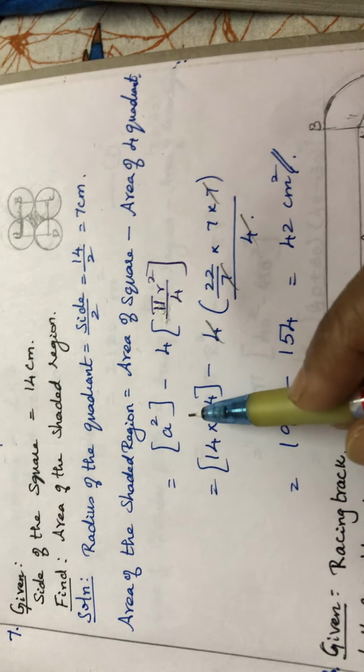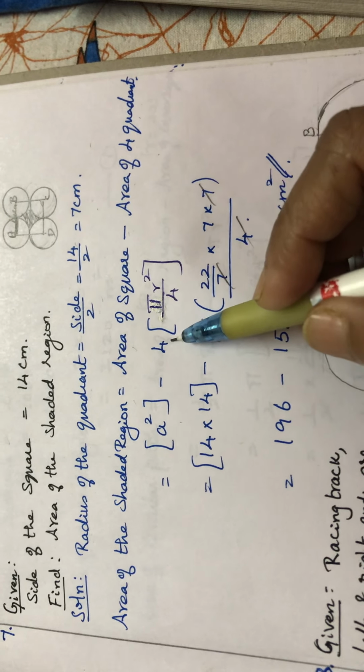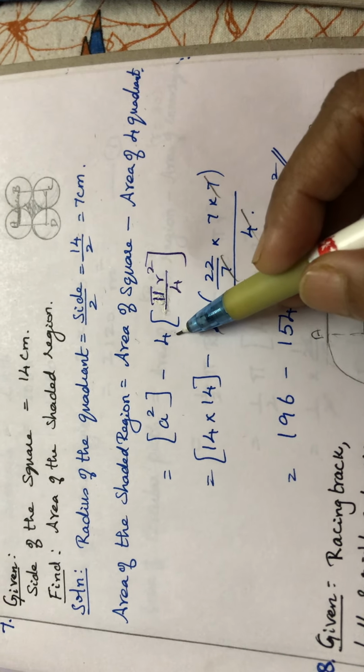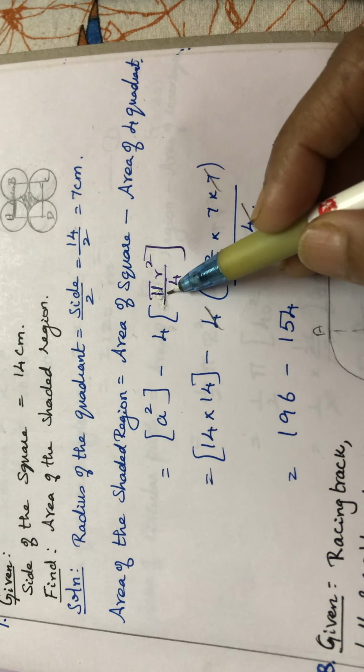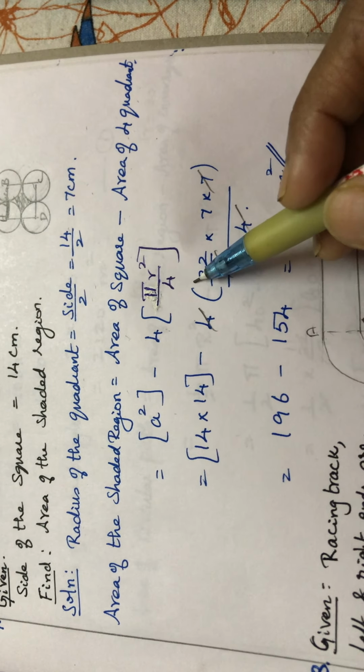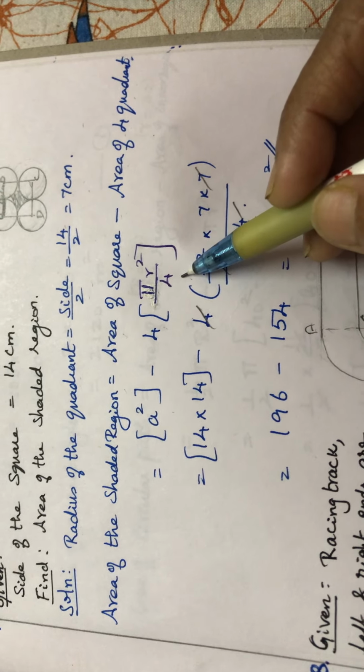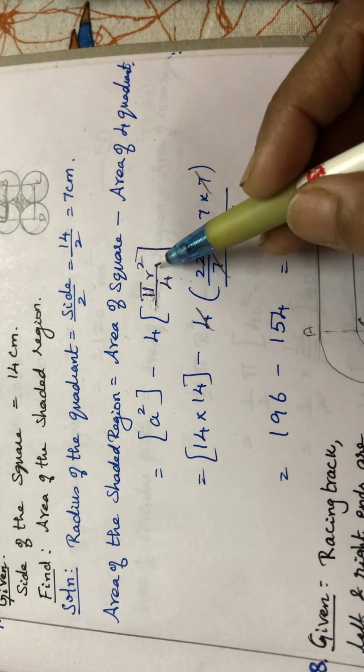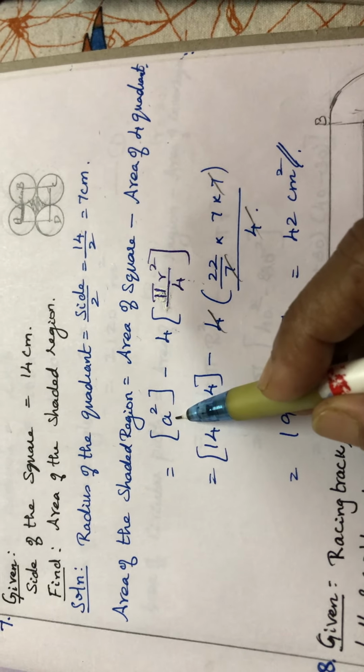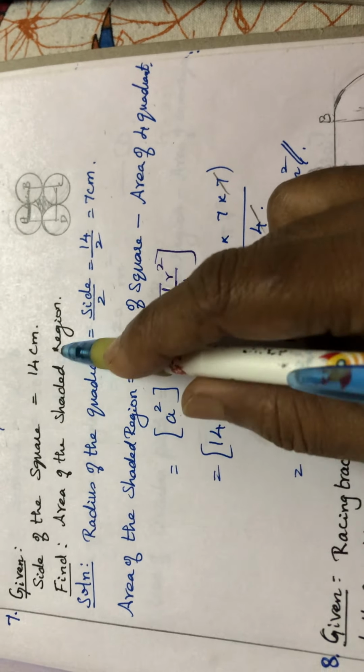Area of the square, what is the formula? Area of the square minus 4 quadrants, so I am writing it as 4. What is the formula for a quadrant? It is pi r square by 4. Area of the circle by 4 will give you the area of the quadrant. So pi r square by 4. What is the side of the square? Side of the square is given as 14.